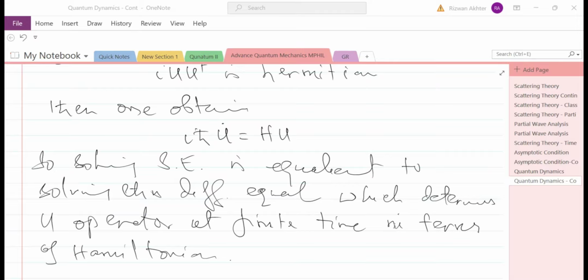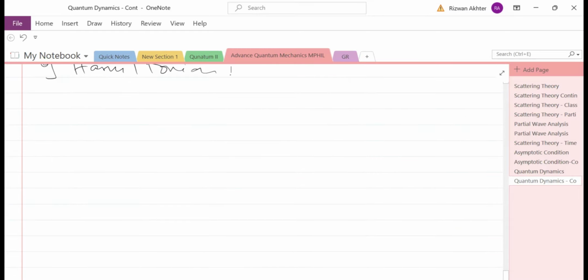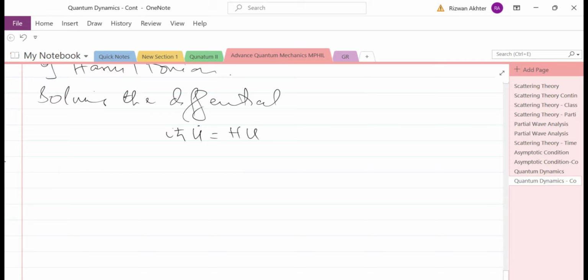This differential equation that we have made can be solved. But there are two cases, one where we could think about the Hamiltonian as time independent and the Hamiltonian as time dependent. So let's say we want to solve the differential equation. Which differential equation? That is the one we just wrote, iota h bar u dot equals H u. Now there are two cases. So which two cases?